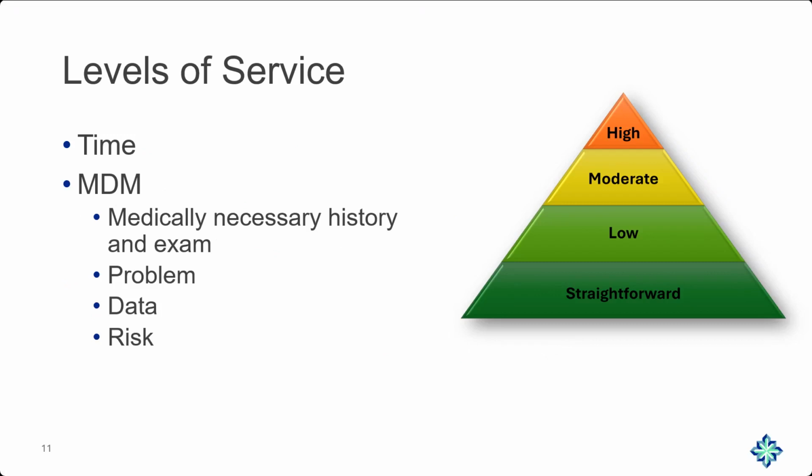You are also going to need to choose your level of service. As I mentioned, we're talking about the codes from 99202 through 99215, and the range indicates a particular level of service. You can choose your level of service based on the time your practitioner spends taking care of that patient, or on medical decision making, which includes the medical history and exam. You look at the problem or problems presented, the amount and complexity of the data collected and analyzed for that service, and the patient's risk factors.